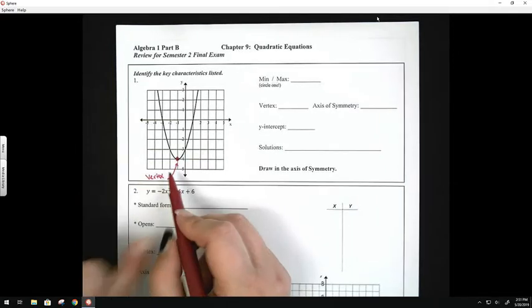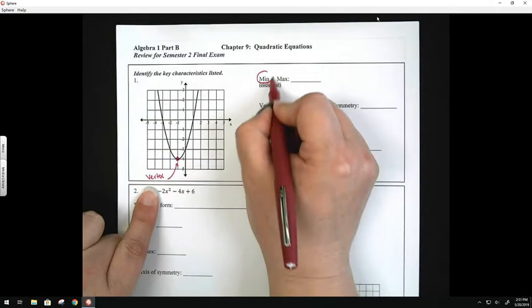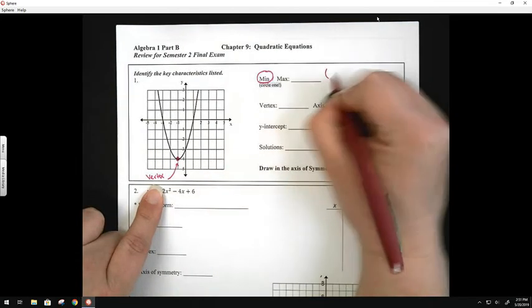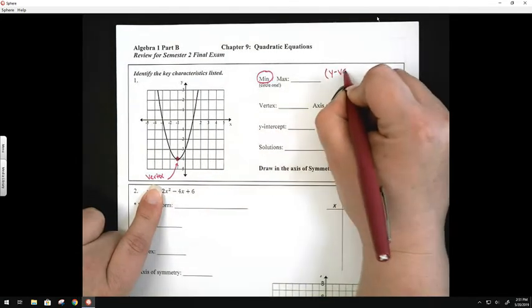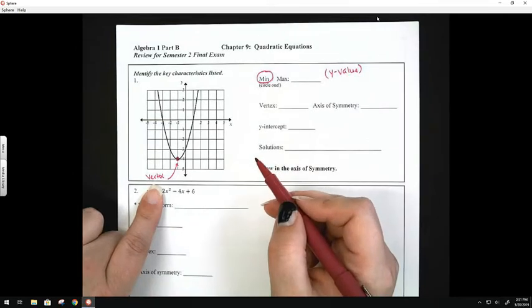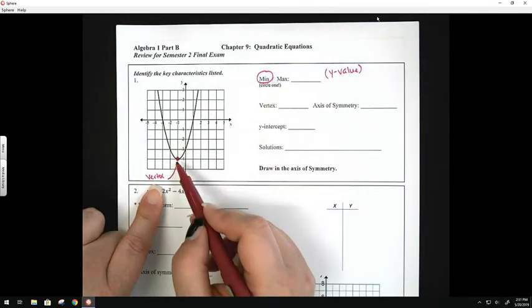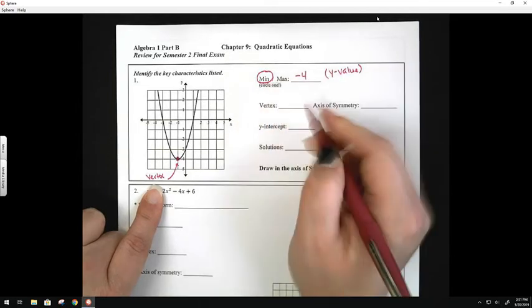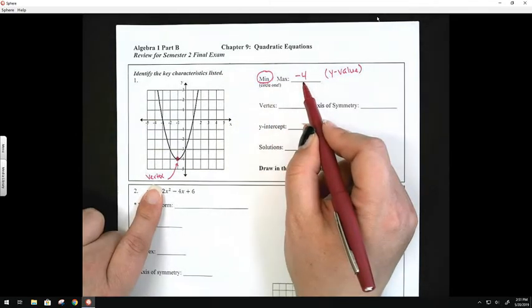Since my vertex is at the bottom, that means I have a minimum value for this parabola. And the minimum value is always going to be a y value, and it's either the highest or the lowest y value that the function takes on. So in this case, the lowest that this function goes is -4. This is always the y value of the vertex.